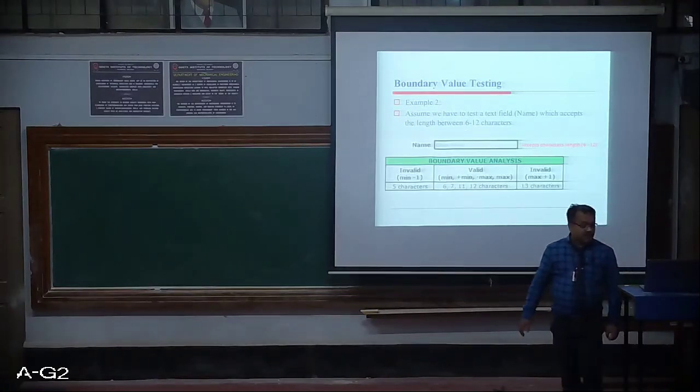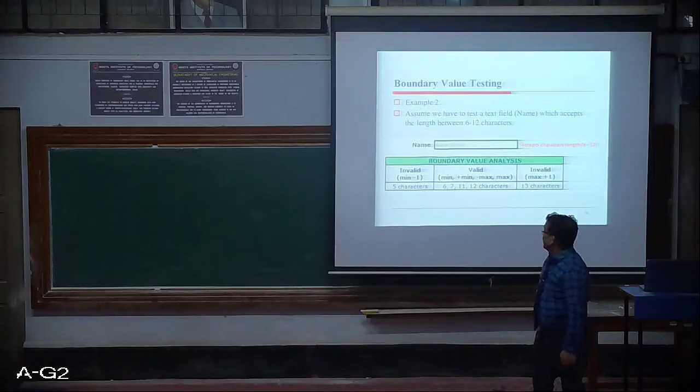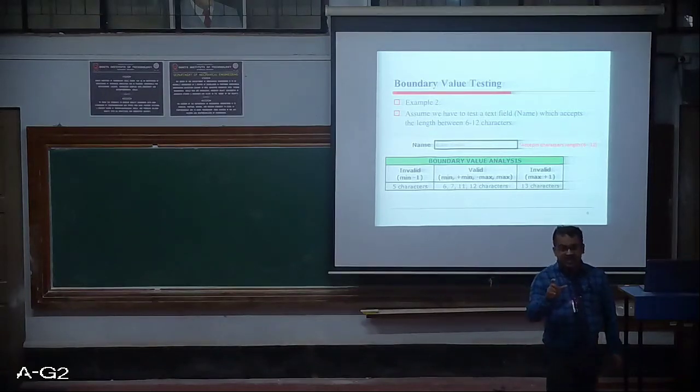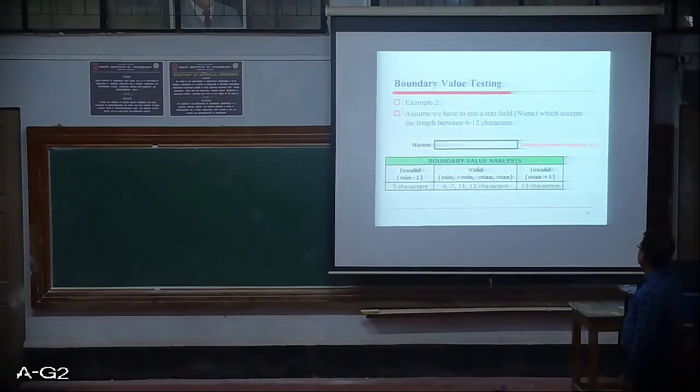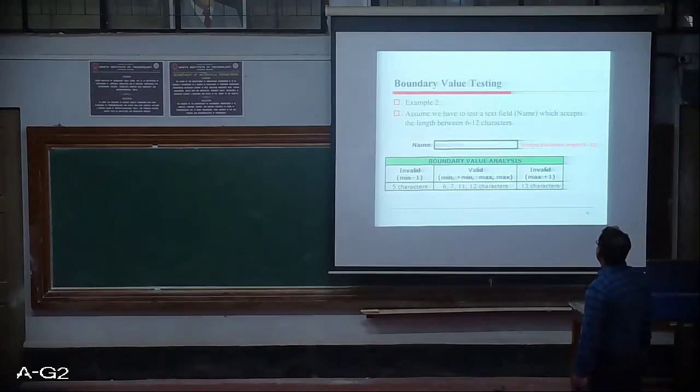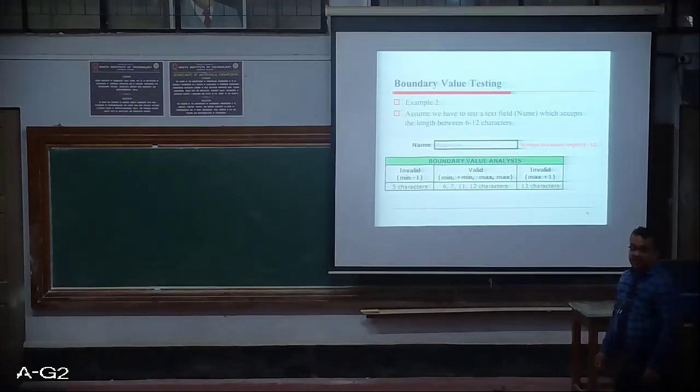Similarly, take another example where we are accepting a name and we are determining the size of the string that can be accepted as name. So to test the error condition here, suppose the length which is accepted is 6 to 12. Okay, so minimum is 6, maximum is 12.